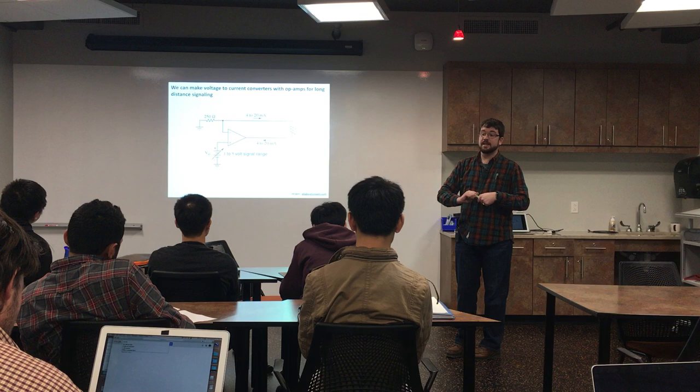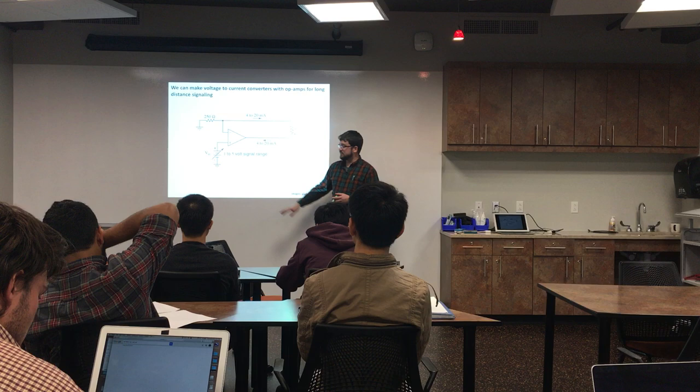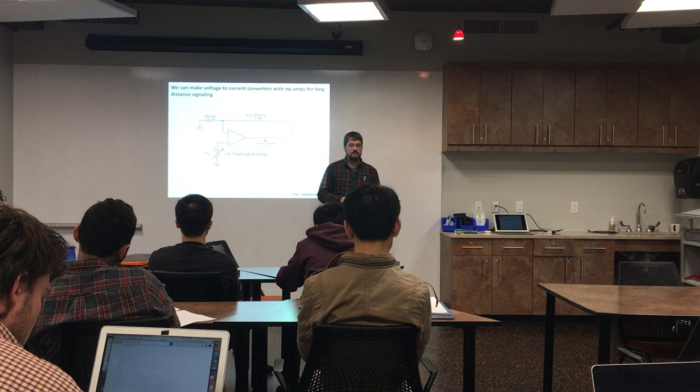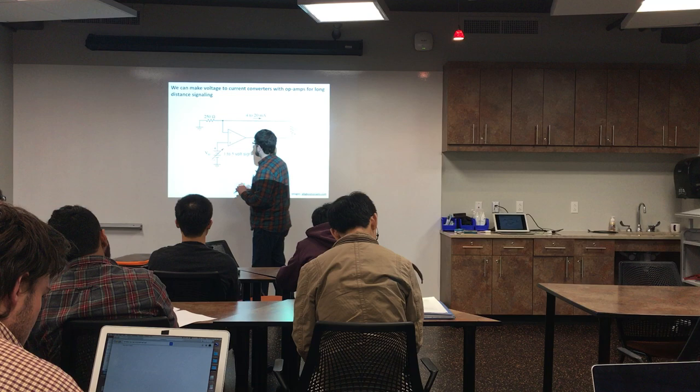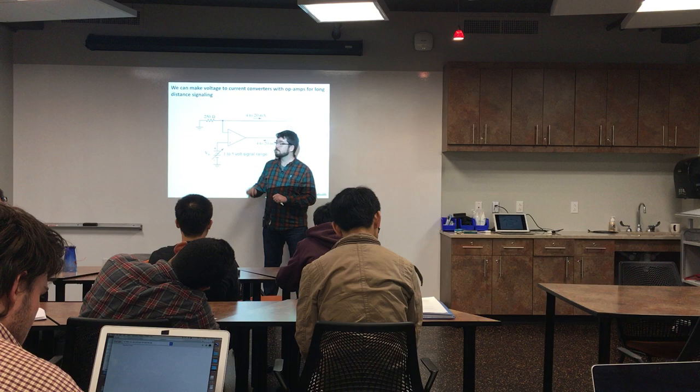The industry standard for a lot of sensors is 4 to 20 milliamps current. And the sensor output voltage, let's say in this case, is 1 to 5 volts. We can use this circuit to create that constant current output. We've got a 250 ohm resistor here. If you do the math from Ohm's law, you'll see at 5 volts, there's 20 milliamps flowing through that. At 1 volt, there's 4 milliamps flowing through that 250 ohm resistor.